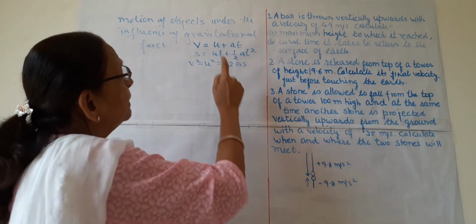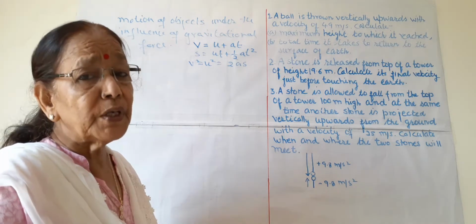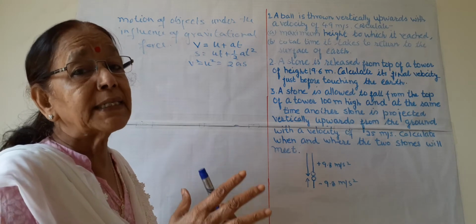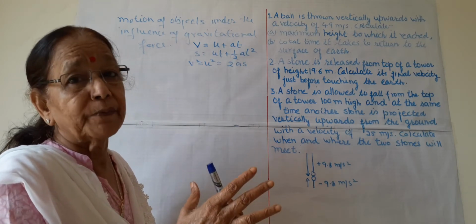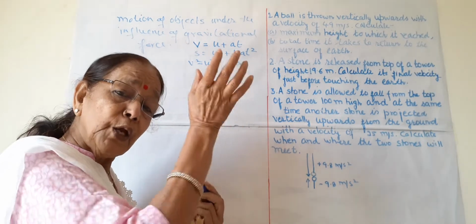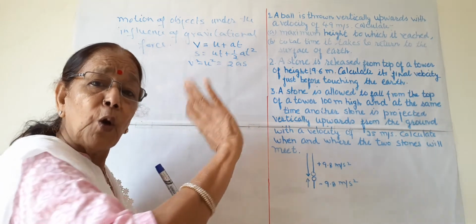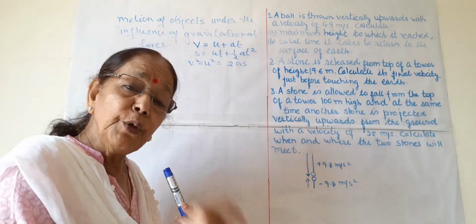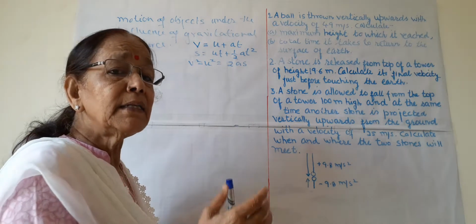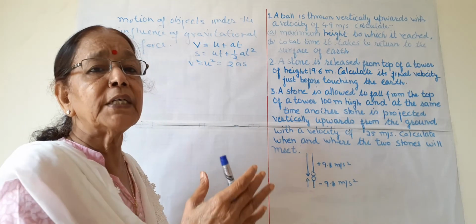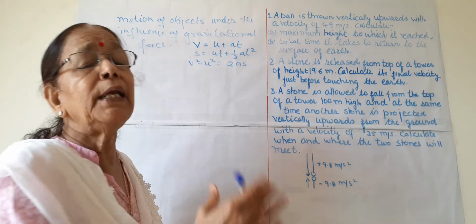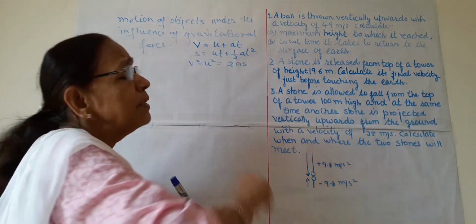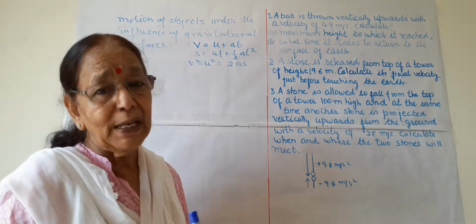One thing more, these 3 equations of motion are valid only for uniformly accelerated motion. That is, the acceleration should be uniform. These are not valid for non-uniform motion, non-uniform acceleration. These are valid for uniform acceleration, that is, the change of velocity should be equal in equal time intervals. That is uniform acceleration. So these equations are valid for uniform acceleration.